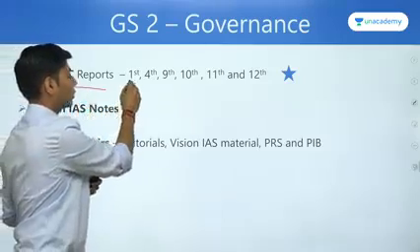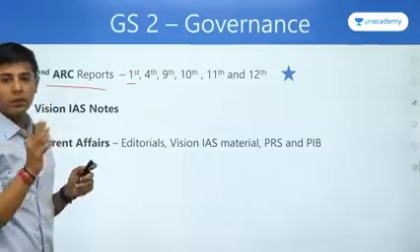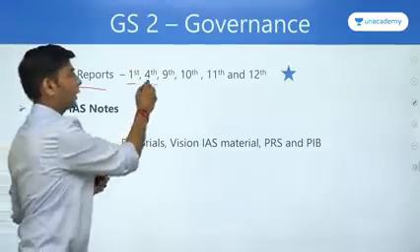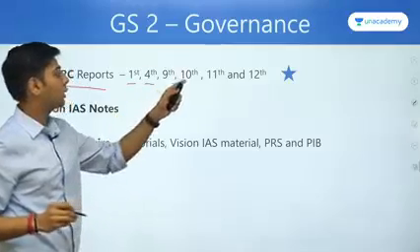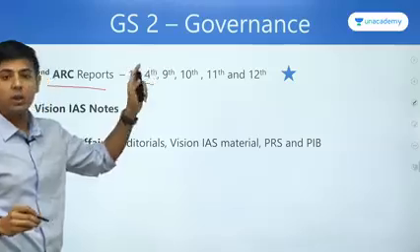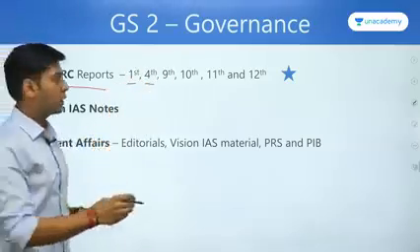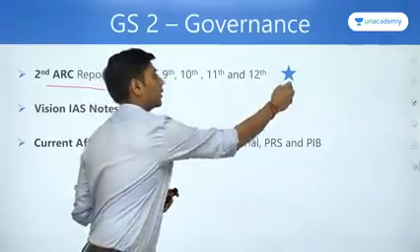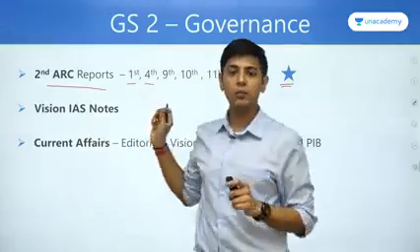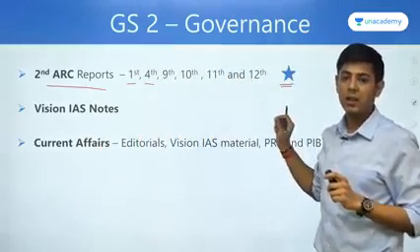The first report is on RTI. That is important because if you see the syllabus, RTI is an integral element. Then the fourth report is ethics in governance, and so on. I have numbered the reports 1st, 4th, 9th, 10th, 11th and 12th. These 6 reports I feel are must-read reports, and you just need to have a look at the recommendations. A summary of these would be sufficient. No need to read the entire Second ARC.